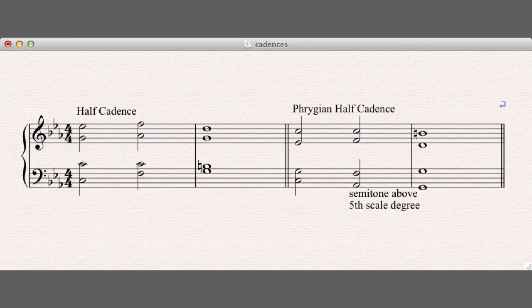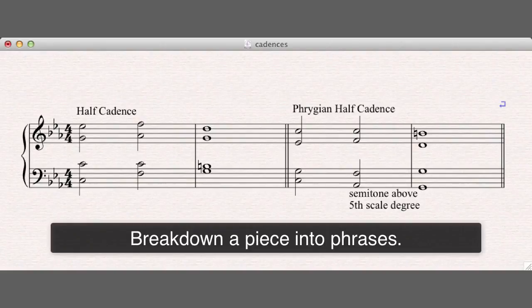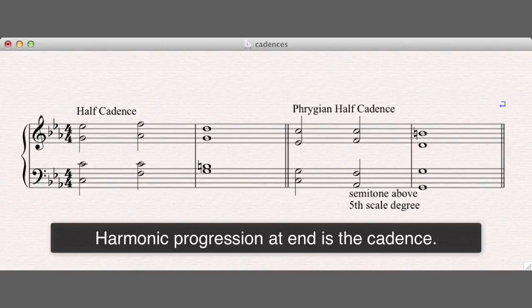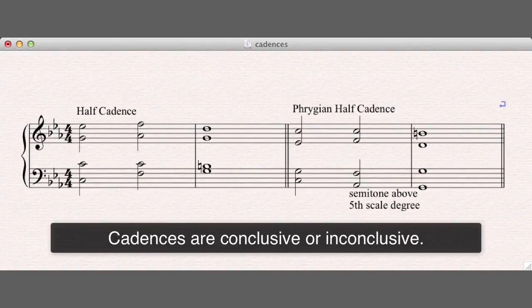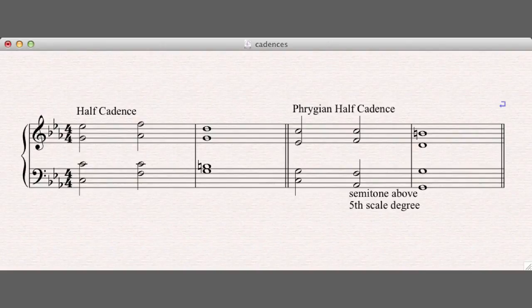Now, when we start looking at pieces, we'll realize that we can break down the piece into what are called phrases. That is, something stated and then something new happens. And at the end of each of these statements, there's going to be a certain kind of harmonic progression. That kind of harmonic progression is going to either give us the sense of finality, that something's concluded, or a sense that we need to keep going. We're not quite finished. There are a number of different kinds of cadences, but the number of them isn't terribly large, and I'd like to present them all here.